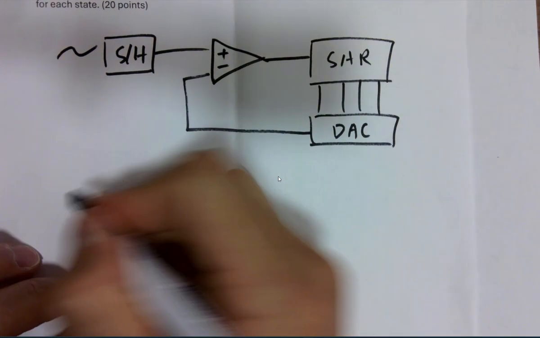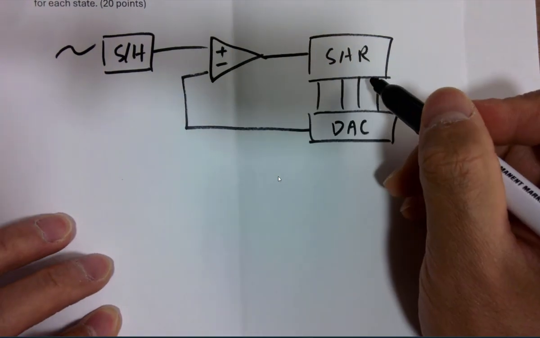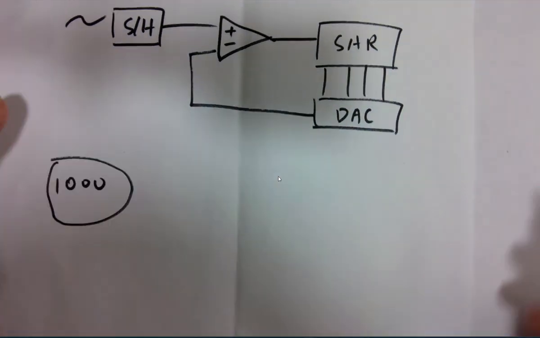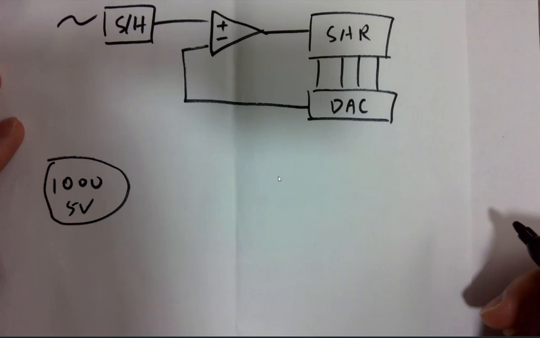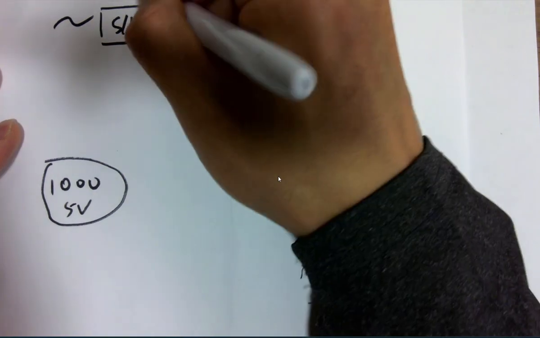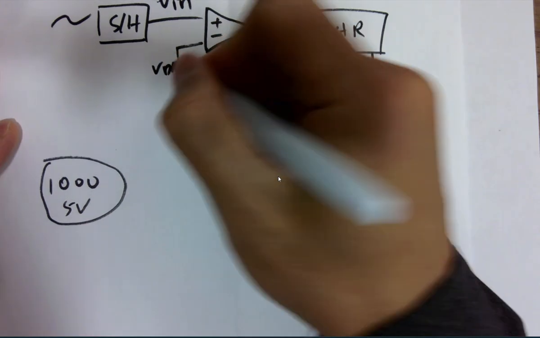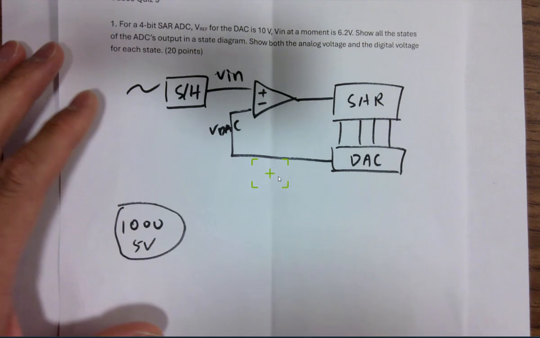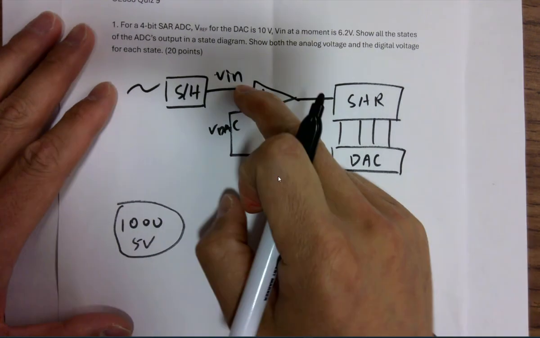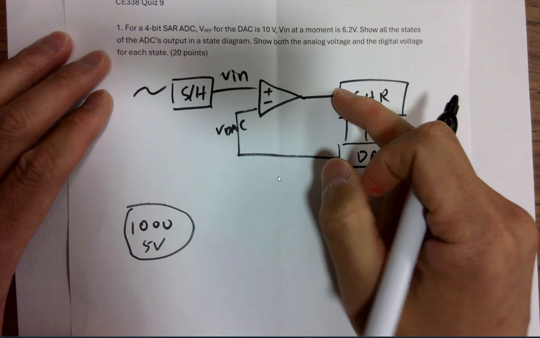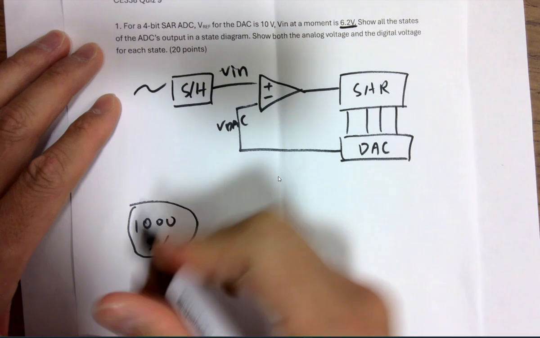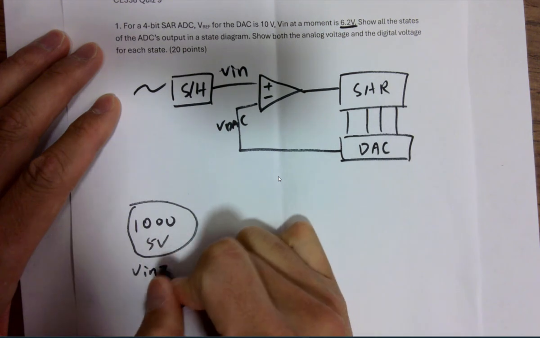So remember the SAR code register and sequencer will give you an initial state of 1000 first, and that one is going to be 5 volts exactly, right? So this is VDAC, and this is VIN. Okay, and it compares, goes through the comparator. If V is larger, then you are getting a 1. If V is smaller, you're getting a 0, right? For 5 volts, you know that your VIN is 6.2 volts. So definitely VIN is larger than VDAC.